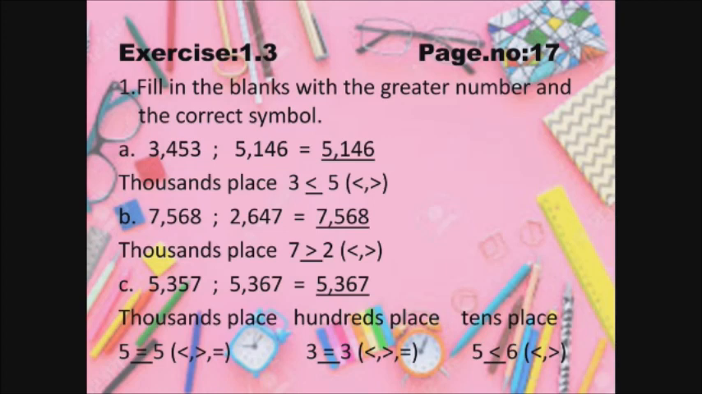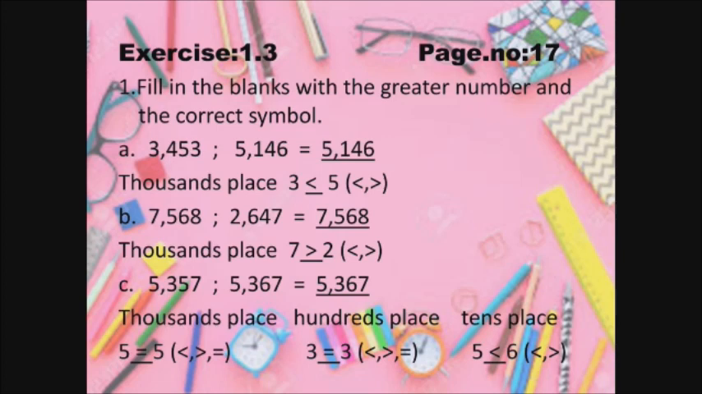Next, see the B sum, 7568 and 2647. The greater number is 7568, and we have to compare the numbers in the thousands place. So 7 is greater than 2. So this is the greater than symbol.